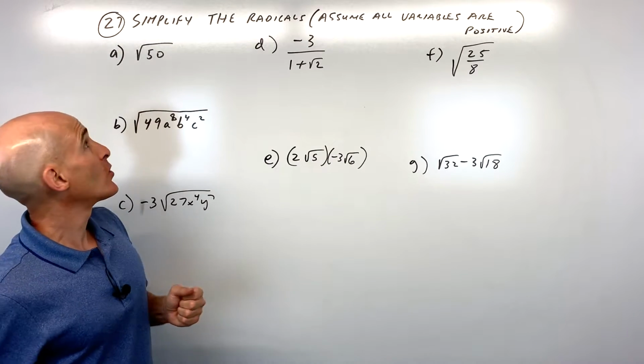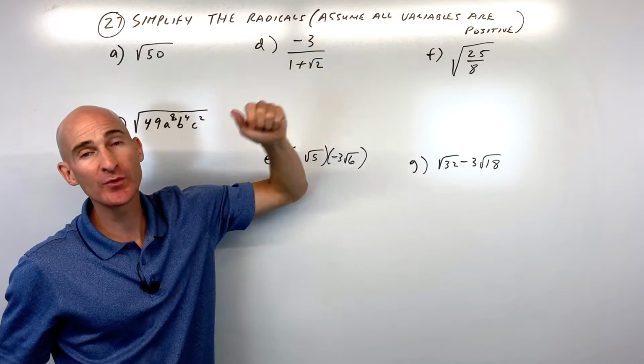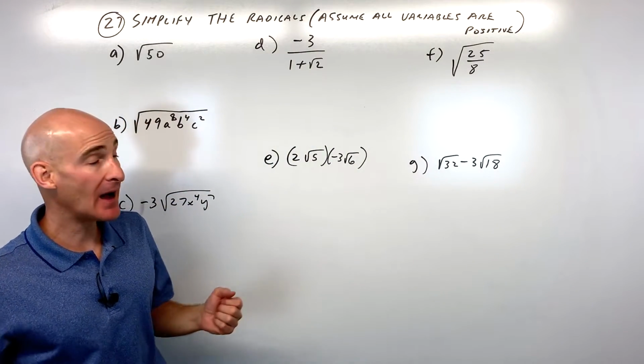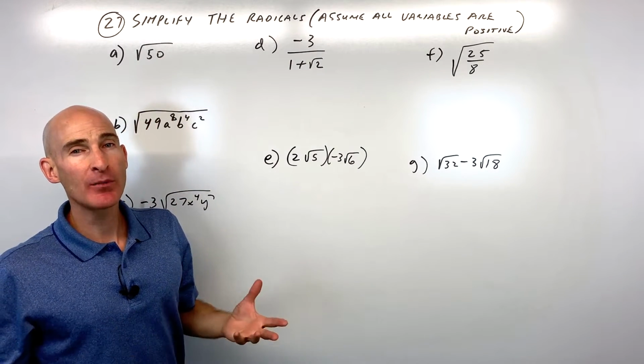Okay, number 27, we're talking about simplifying radicals and radical expressions. We're assuming that all the variables in these problems are positive. For letter A, we want to simplify the square root of 50. There's a couple different ways to do this.